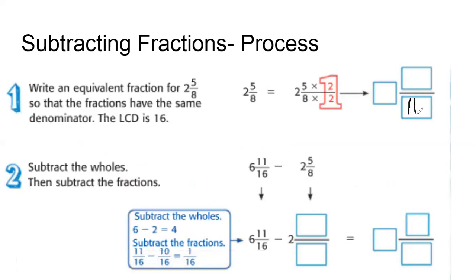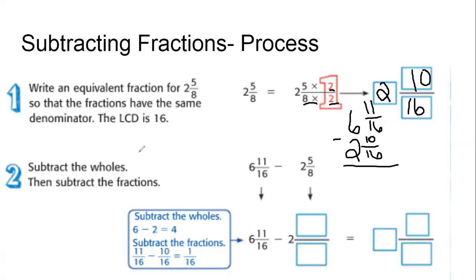And we do that by multiplying 2 times 8, which gives us 16. Then we also multiply the numerator by 2. So 5 times 2 is 10. We keep our whole number the same. So now our equivalent fraction is 2 and 10/16. And so our new equation is 6 and 11/16 minus 2 and 10/16.